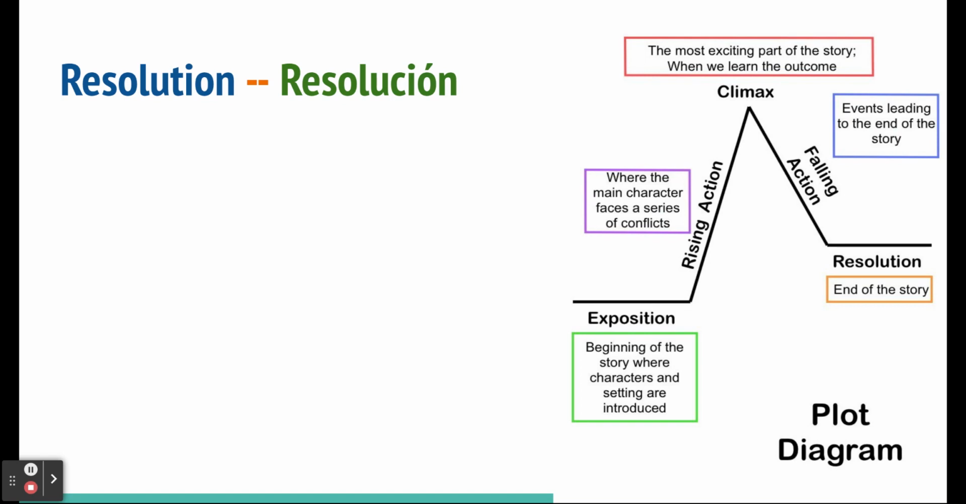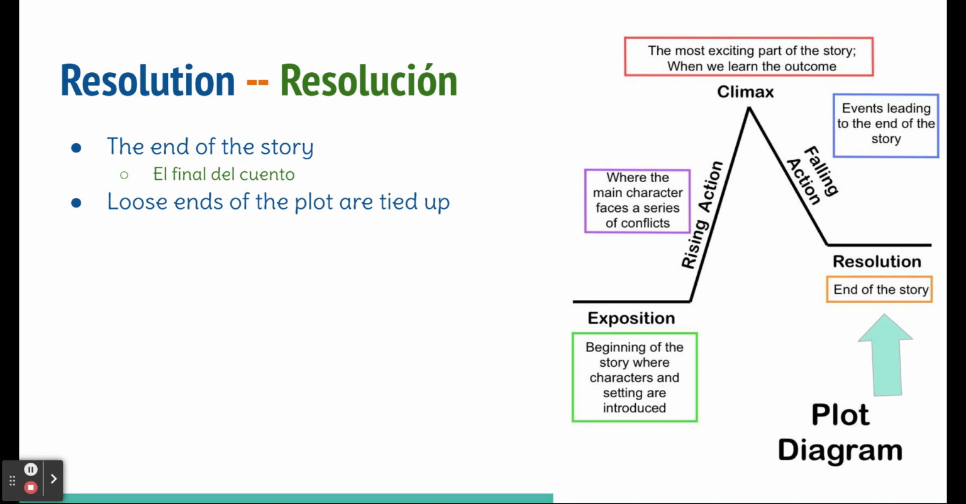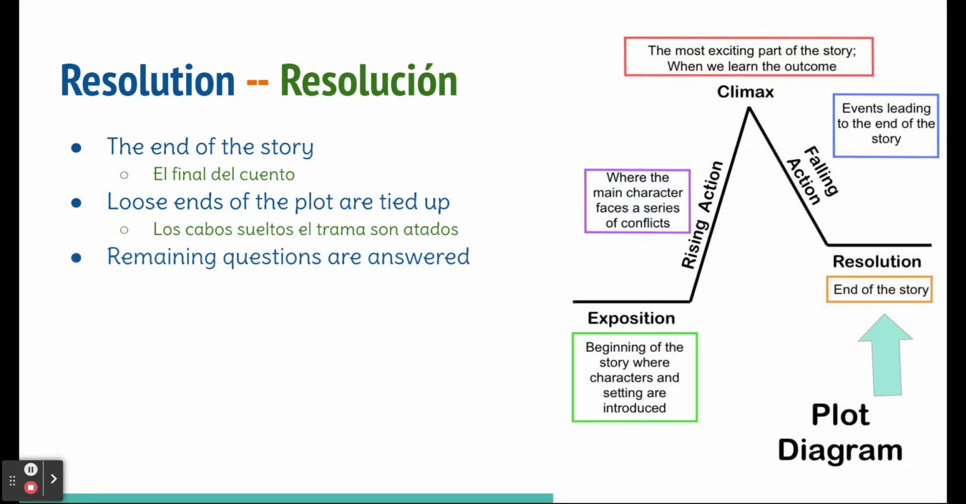And now the resolution. Notice that in the word we see solution, right? We are solving the problem. And we know it comes at the end of the story. So it is going to be that last and final line in the plot diagram or story arc. So our story is coming to the end and all the loose ends of the plot are tied up. So there are no parts of the story left being unfinished, unanswered, or untold. And those remaining questions are answered.